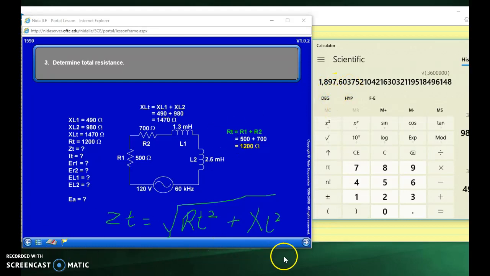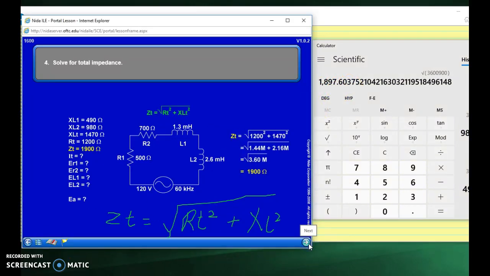1897.6. I don't know if they're going to round or not. Let's see. They rounded all the way up to 1900, so that's fine. 1897, 1900, close enough. We're within 3. That's more than close enough. So we just didn't round. They did. And that's fine.